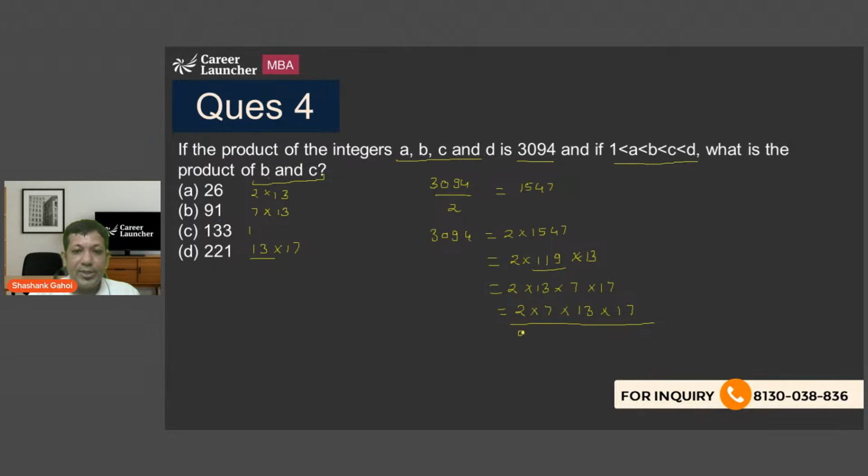Now smallest number is A, second smallest is B, third smallest is C, fourth smallest is D. So what is the product of B and C? That is going to be 7 into 13, or I would say 91. See the answer, 91.